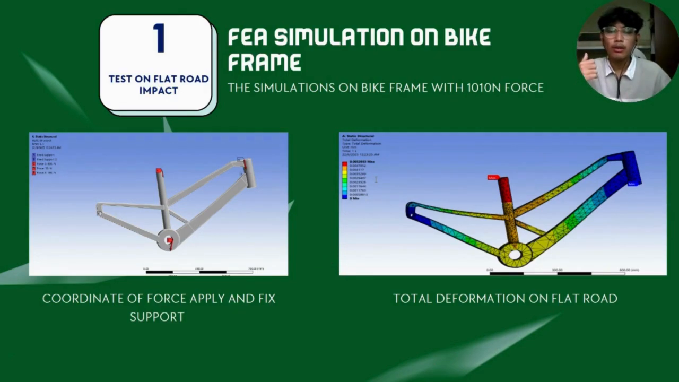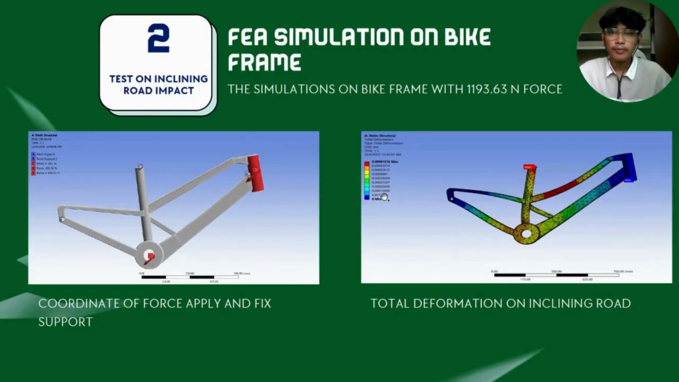The analysis found a maximum stress of 2.813 megapascal and a safety factor of 3.8061, indicating the frame performed reasonably well under this condition. And then the second one is the inclining road impact.